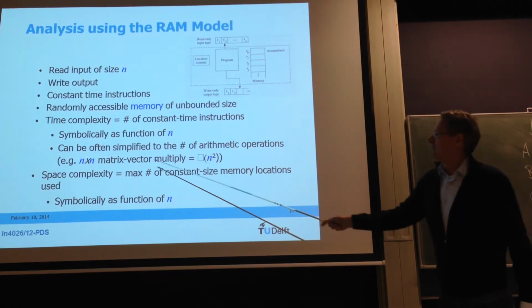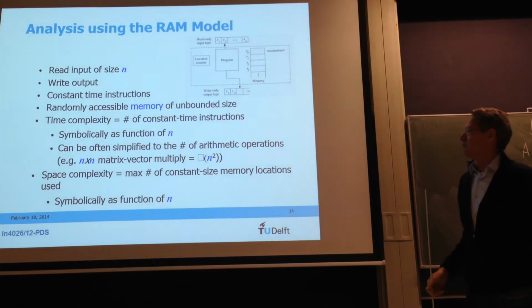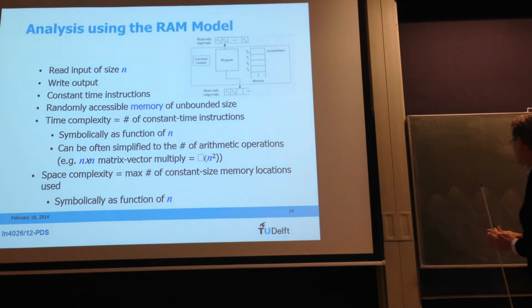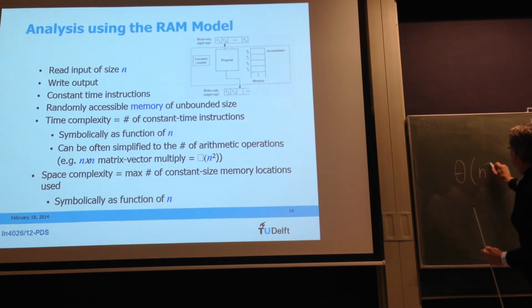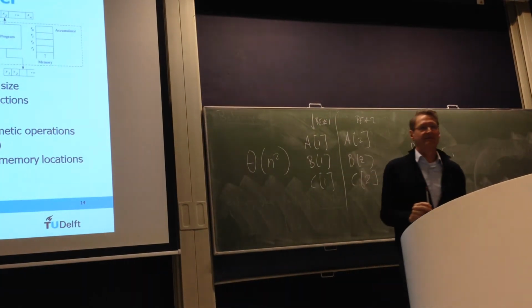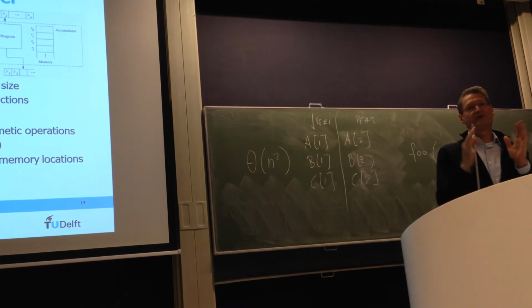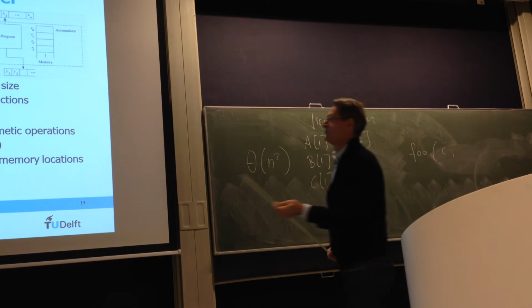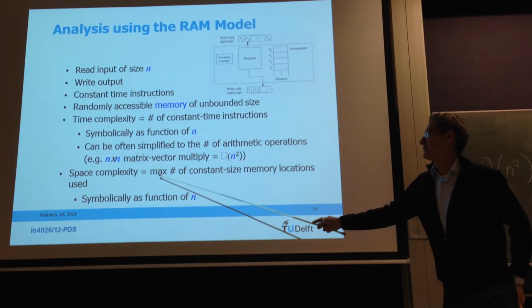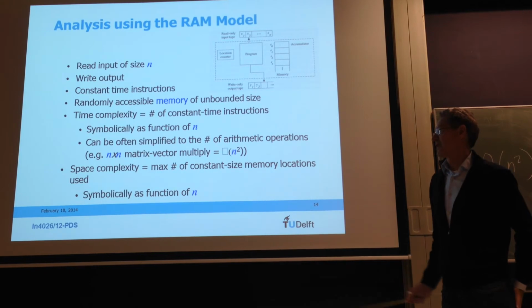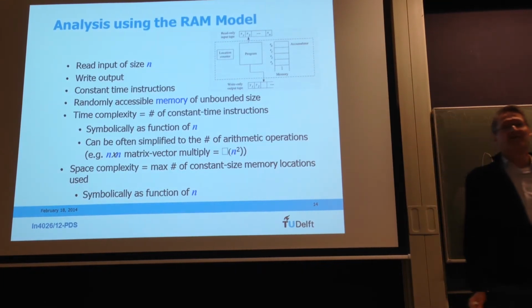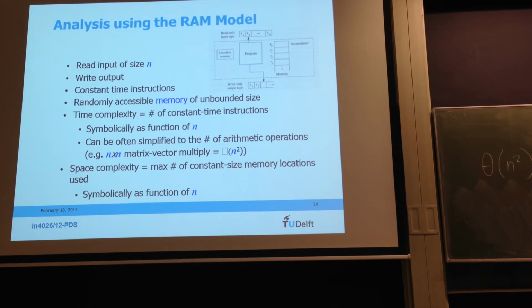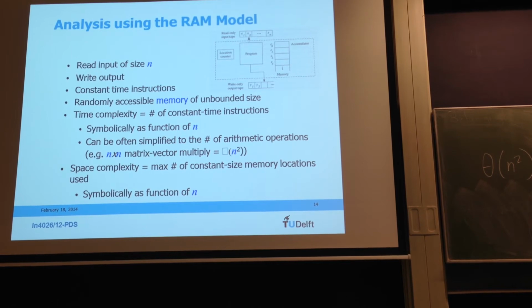So the time complexity of this n by n matrix-vector multiply is on the order of n squared. Everybody knows what a matrix-vector multiplication is. It's quite simple. We can make the same argument about space complexity. There it's just the maximum number of constant-size memory locations, also symbolically as a function of n. That's relatively simple, right? So the complexity of an algorithm can be derived from that.